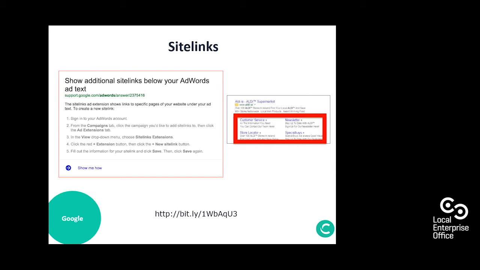Site links. You can see in the example there on the right-hand side from Aldi, they're what are called site links. In other words, they're links to other areas or pages from within the website. And these are things that you can set up in terms of your ad. You can set these up in the same way.